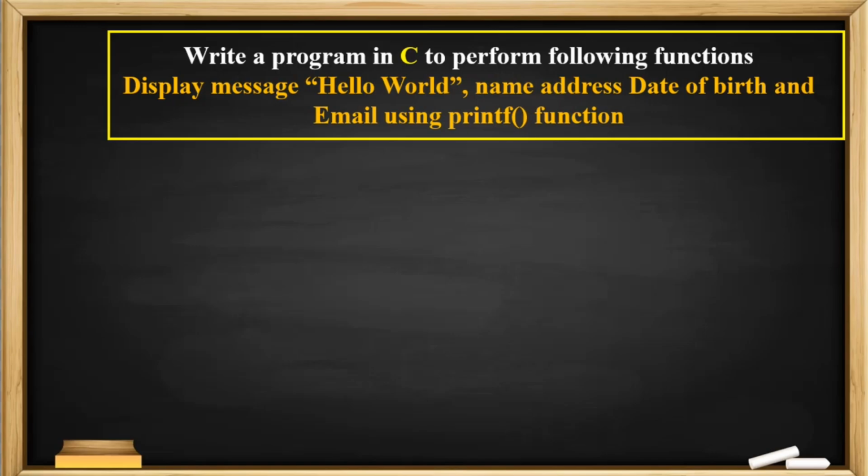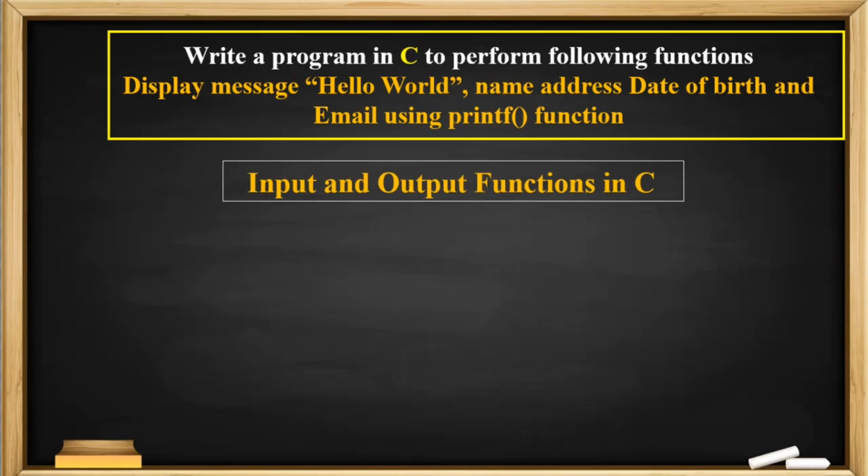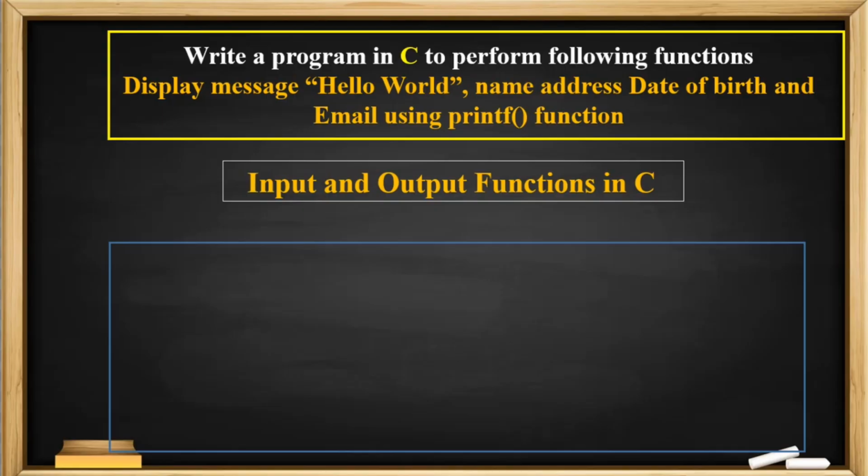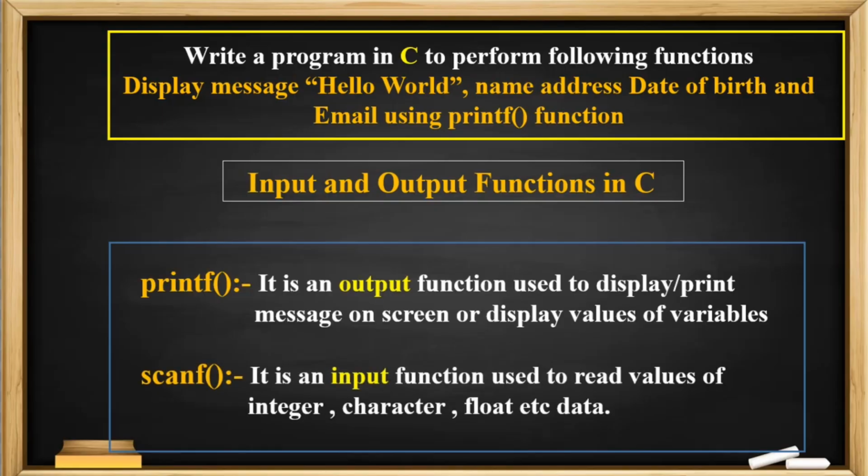For reading value or data, we require input function, and for writing value or data, we require output function. In C language, we have scanf as an input function and printf as an output function. Printf is an output function, used to display message on screen or to display a value of variable. Next, scanf is an input function used to read value of integers or characters or float type of data.